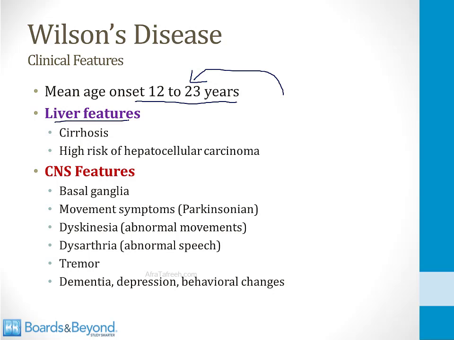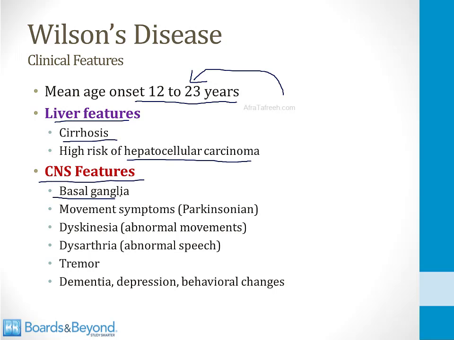In the liver, the features are due to cirrhosis, and in addition, these patients have a high risk of progression to hepatocellular carcinoma. They're often screened for development of hepatocellular carcinoma. In the central nervous system, there are characteristic features from deposition of copper in the basal ganglia. I talk about this in more detail in some of the neurology modules.